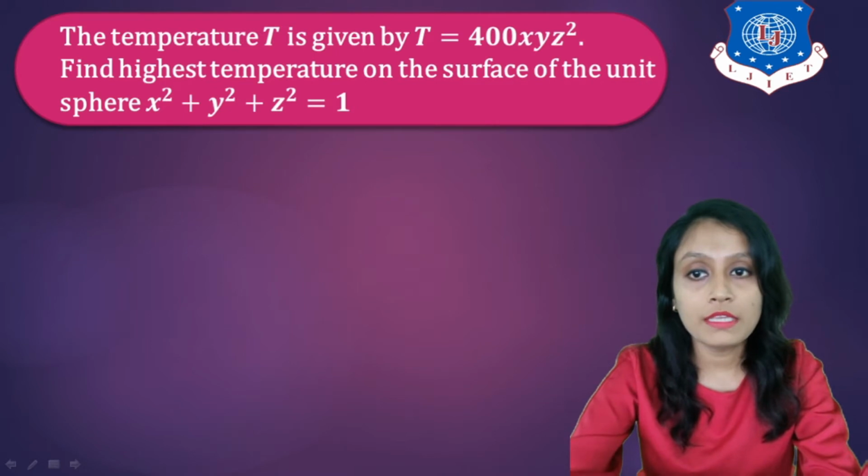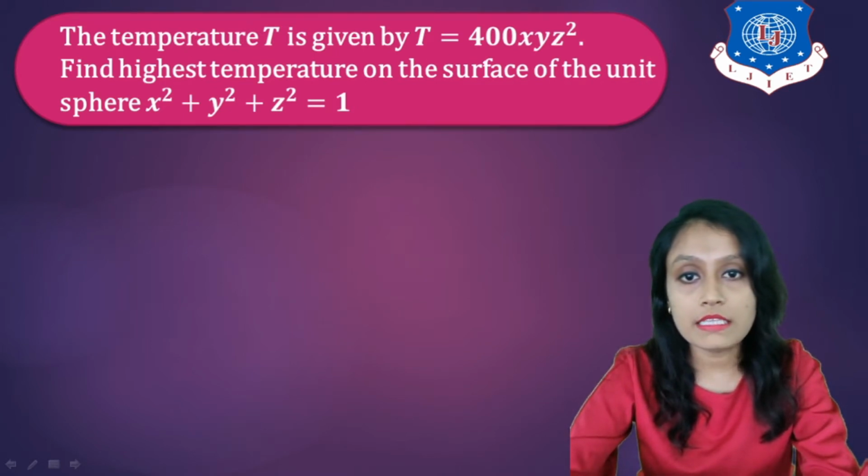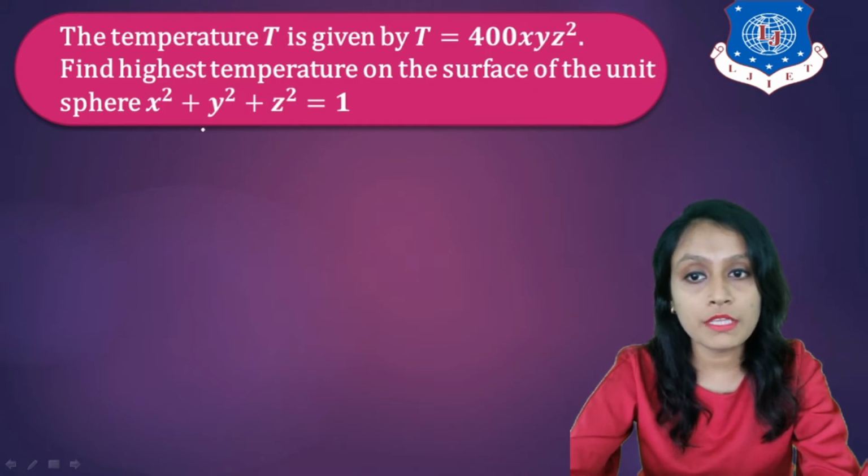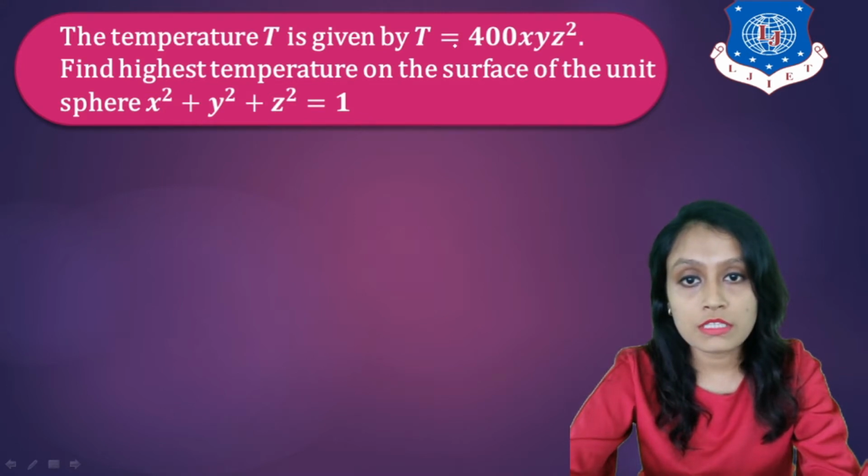So let's begin with the example. The temperature T is given by T is equal to 400 x y z square. Find the highest temperature on the surface of the unit sphere, that is x square plus y square plus z square is equal to 1. So this is your function given and this is your constraint given. We have to find the highest temperature.